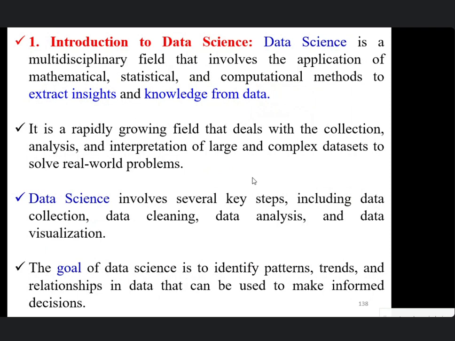That's why data science is a rapidly growing field that deals with the collection of the data. We are analyzing the data. We are interpreting large, huge and complex data sets to solve real world problems. So data science involves several key steps, including data collection, data cleansing, data analysis, and data visualization. The goal of data science is to identify the patterns. A pattern is a model. A model is a simplified version of the reality, trends, and relationships in data that can be used to make informed and better decisions.